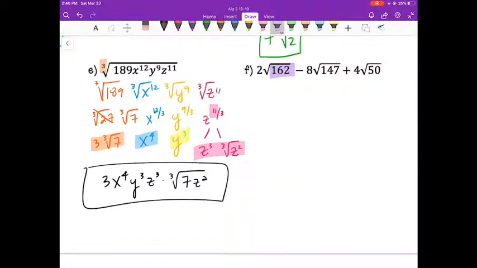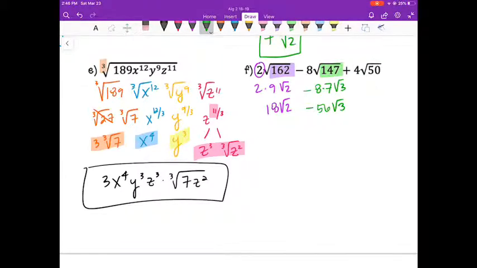So we've got the square root of 162, which I can break into the square root of 81 times the square root of 2. And the square root of 81 is 9, but let's not forget we've also got this 2 right here. So we've got 2 times that 9 we just broke out times the radical 2, which gives us 18 radical 2. Square root of 147, we call the square root of 49 times the square root of 3. And then the square root of 49 is, of course, 7.